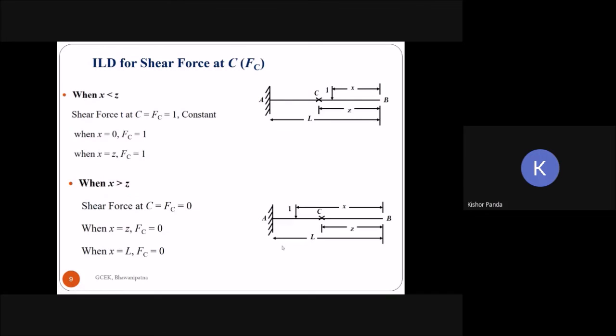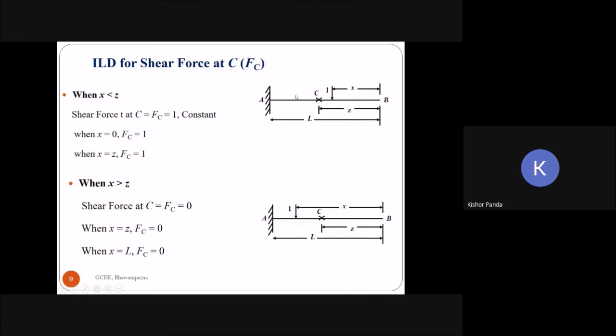Then find out the influence line diagram for shear force at C. This is the cantilever beam, where this end is fixed and this end is free. This is the length of the beam, and this is the point C at a distance Z from the free end. Here you take the unit load between B and C, and between A and C.